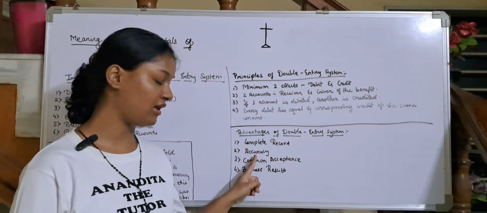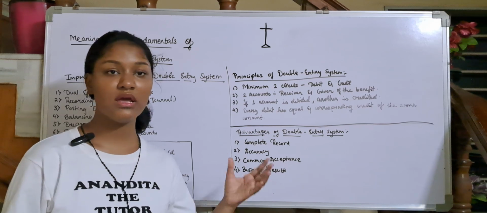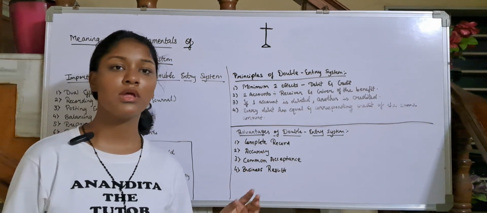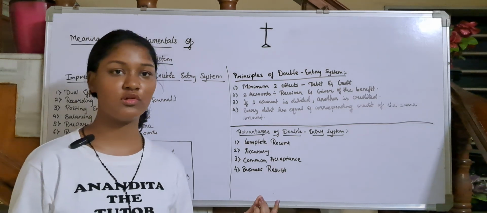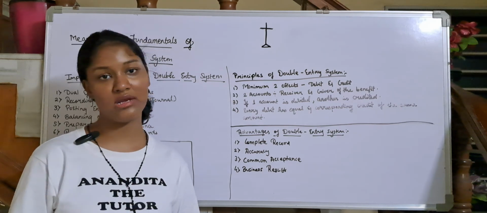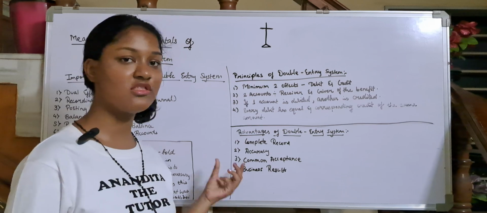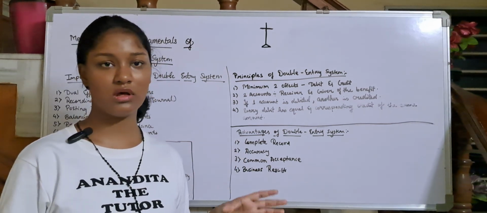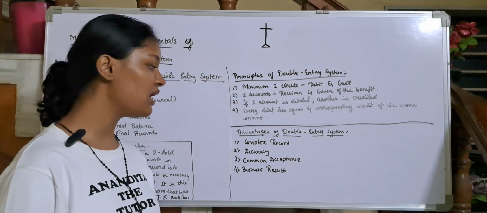Then accuracy, this is accurate in nature, because you know everything in detail. If there is some glitch or some mistake, then you get to know it immediately. So therefore accuracy is ensured using the double entry system. Then common acceptance. This method is generally followed all over the globe. So therefore it has common acceptance.